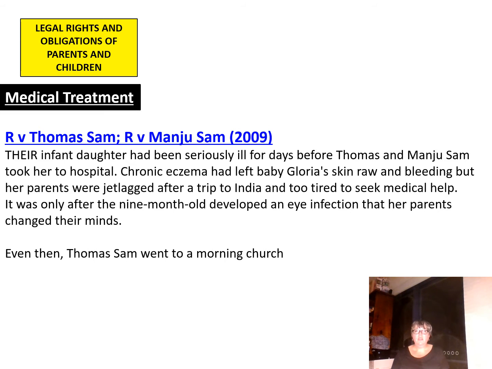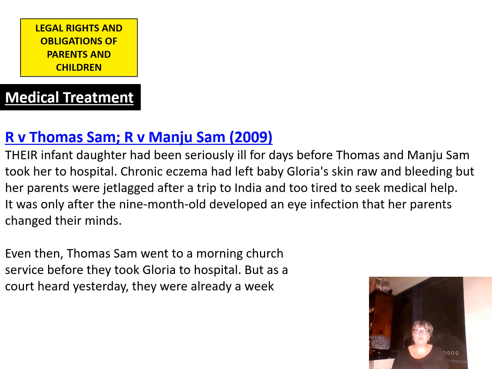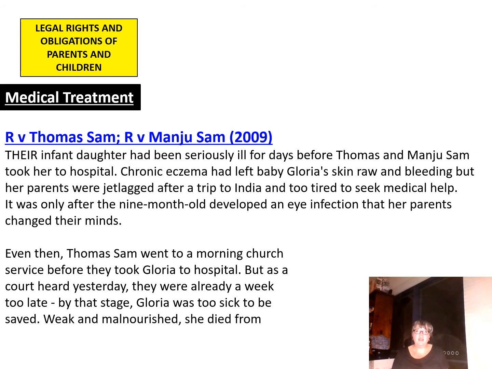Even then, Thomas Sam went to a morning church service before they took Gloria to a hospital, but as a court heard yesterday, this is from a newspaper report, they were already a week too late. By that stage, Gloria was too sick to be saved. Weak and malnourished, she died from infection in May 2002.